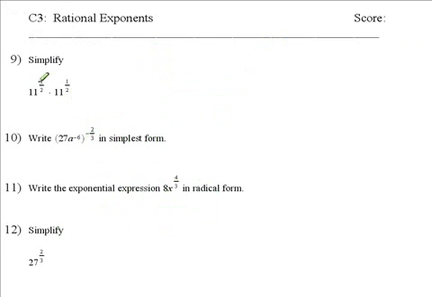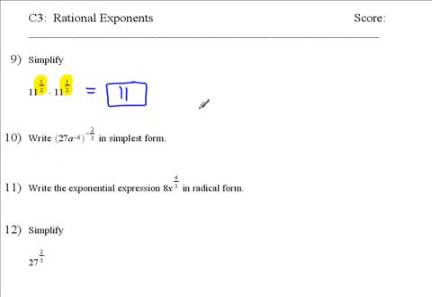Number 9, we're asked to simplify. We have 11 to the 1/2 times 11 to the 1/2. There are so many ways to attack this. We could just add the exponents and get 11 to the 1, which is 11. Or we could realize that this is root 11 times root 11, which would be 11. So there are lots of different ways to get from the way they've presented the problem to the answer, 11.